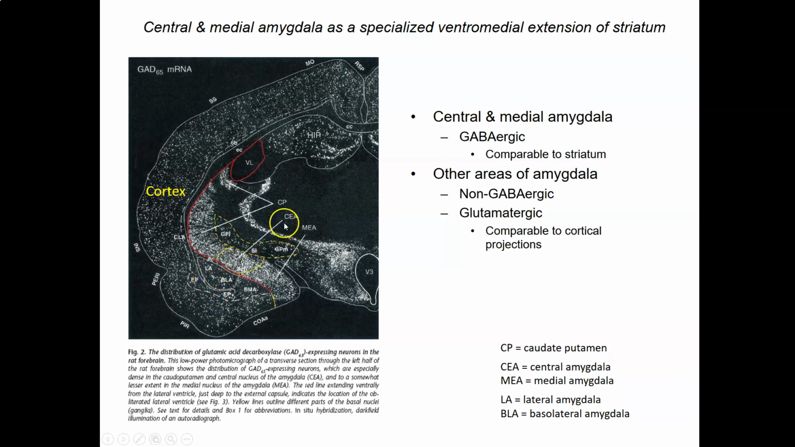Okay, so central and medial tend to be more GABA inhibitory and pretty much an extension of the caudate nucleus, whereas the lateral, basolateral, that complex is more an extension of the cortex and tends to be glutamate. Okay.